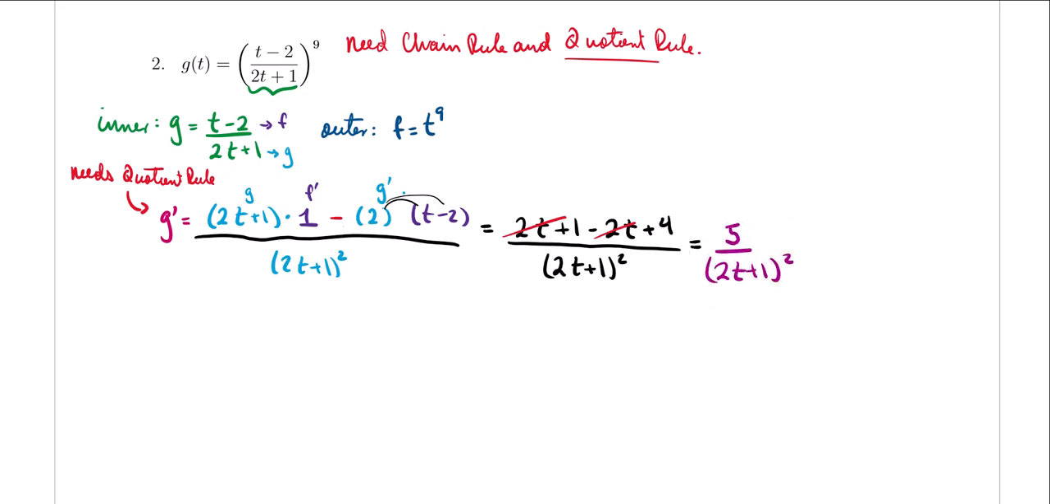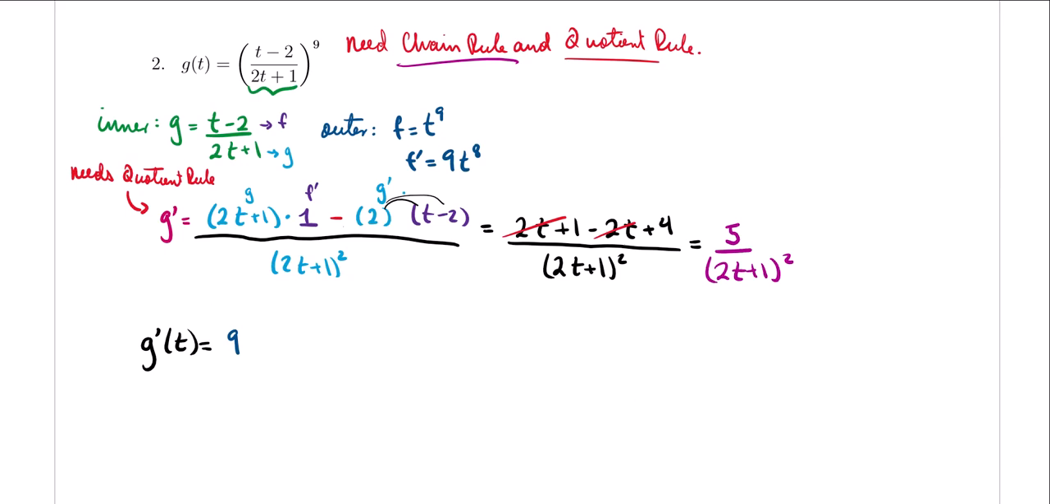We haven't completed the problem. We still need to use the chain rule. Okay, so now let's go ahead and complete the problem using the chain rule. So the full derivative for the original function, g prime of t, is going to be equal to the derivative of the outer. Whoops, we haven't done it. The derivative of the outer, f prime, is going to be 9t to the 8th. So we're going to have a 9.